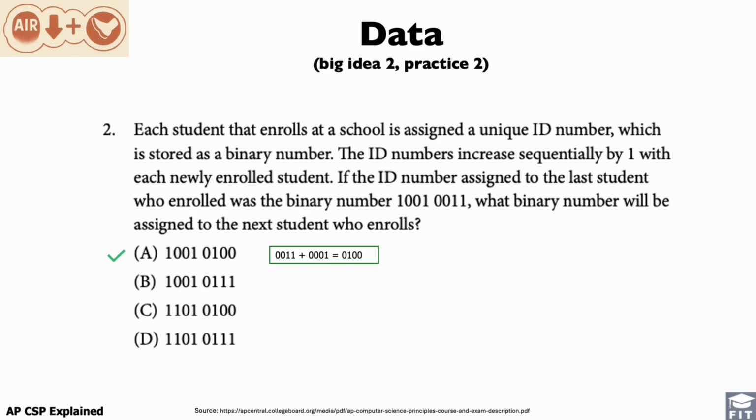Takeaway: binary works just like decimal. You can add 1 to move to the next number in a sequence. We'll revisit binary to decimal conversion in a future episode to help you get even more comfortable with it.